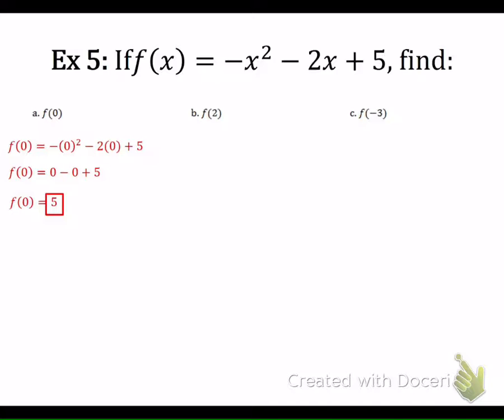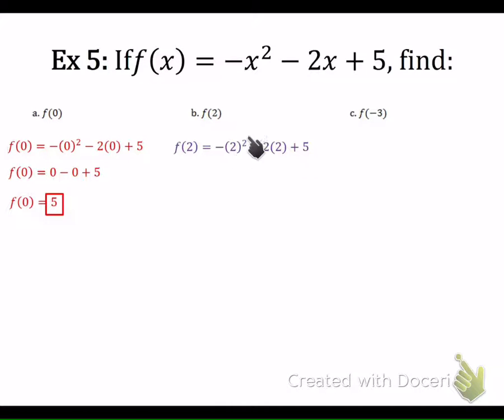All right, now I'm going to find f of 2. So I'm going to take every x out, and I'm going to put a 2 in. So take this guy out, put a 2 in. Take this guy out, put a 2 in. So f of 2 equals negative 2 squared. Am I squaring the negative? No, you're squaring the 2, then you're making it negative. Okay? And then minus 2 times the 2 plus 5.